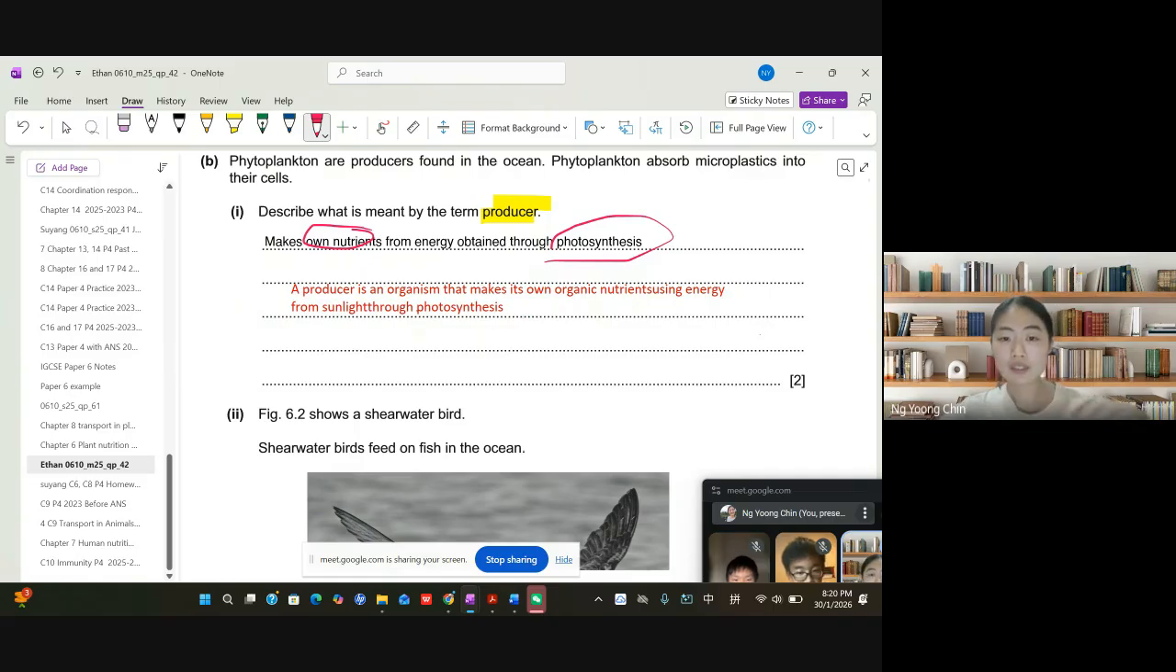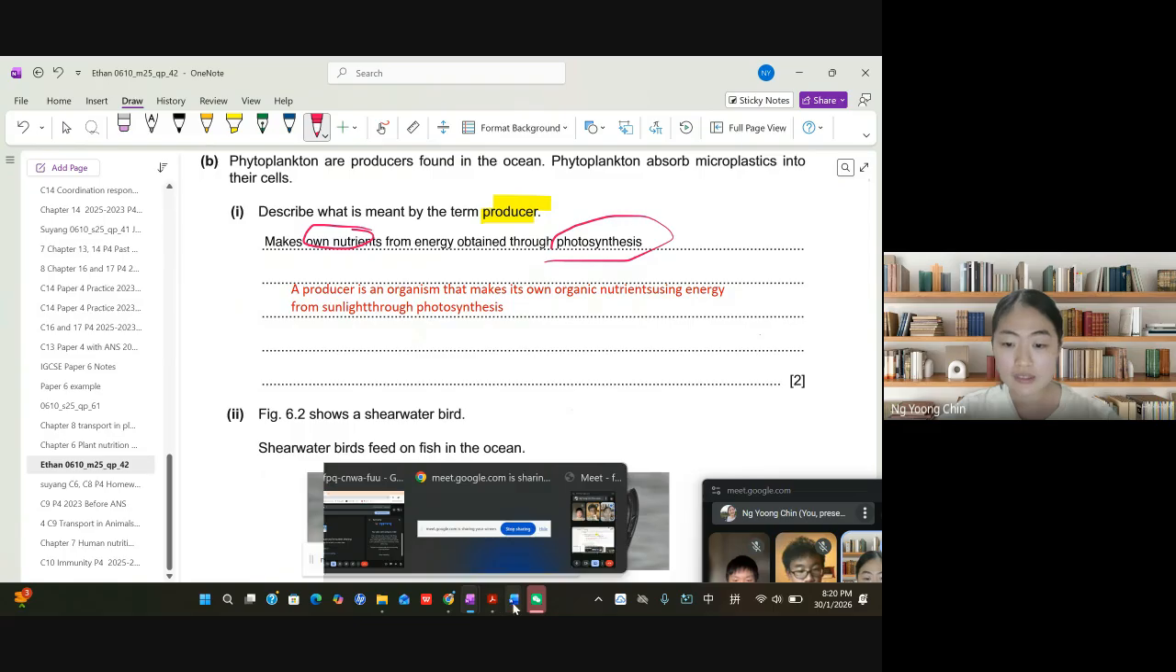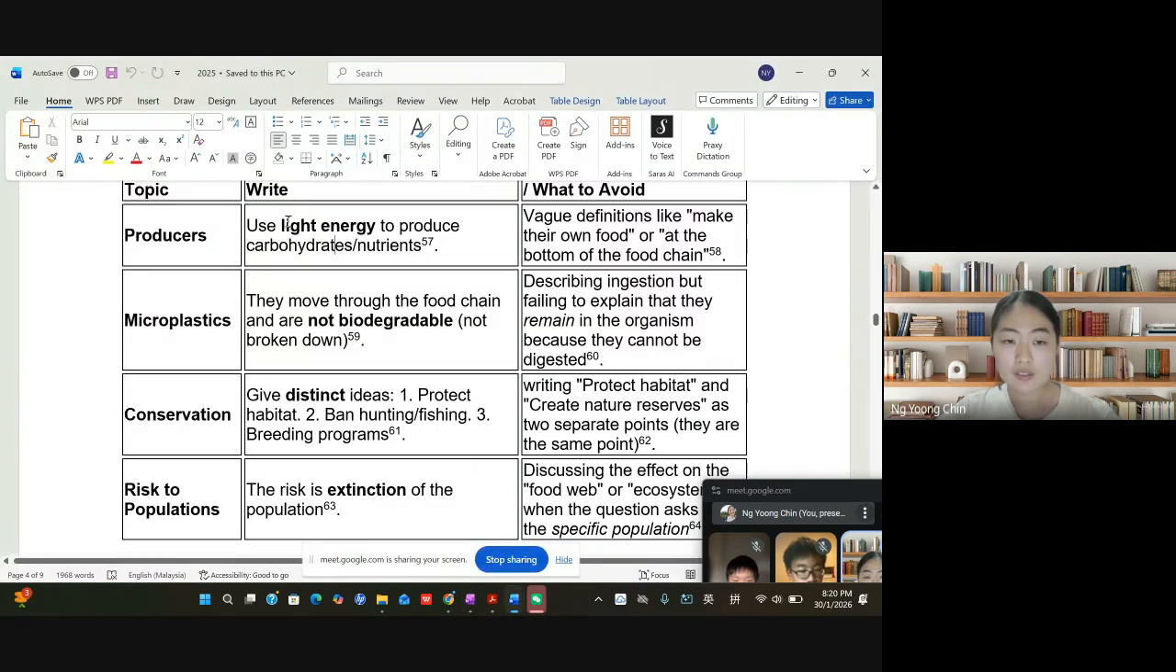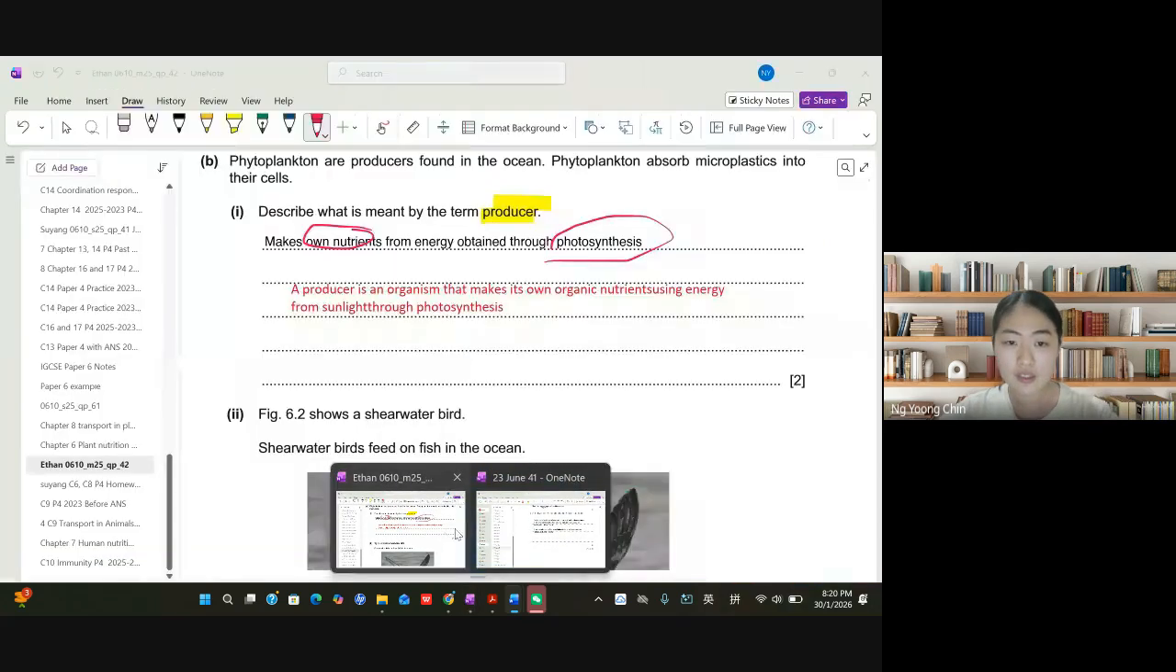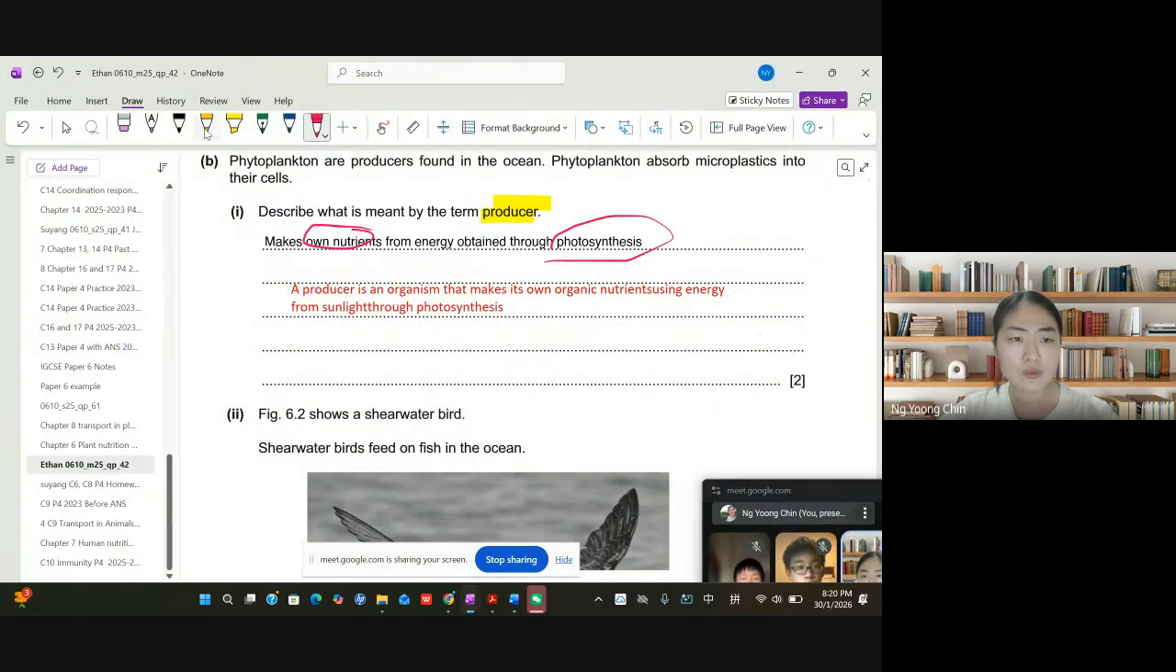Yeah, you should write that. This one you should write based on this. Okay, use energy to produce a carbohydrate. Okay, carbohydrates. Yeah, because some of the students just make their own food, which is too general. Sorry, actually nutrient they also accept, because nutrient includes carbohydrates, right?